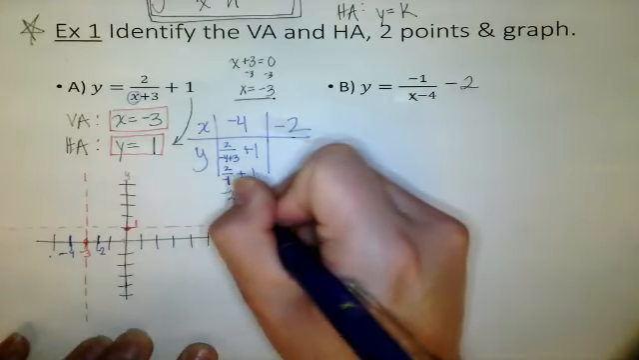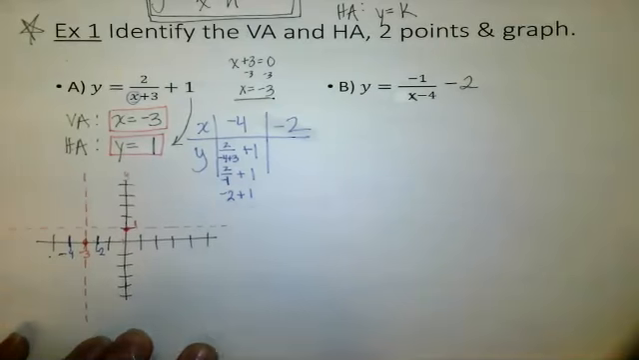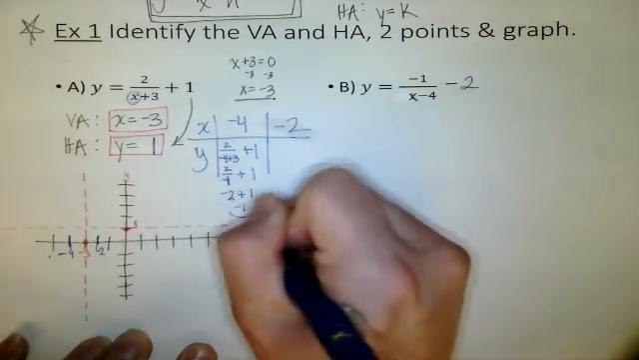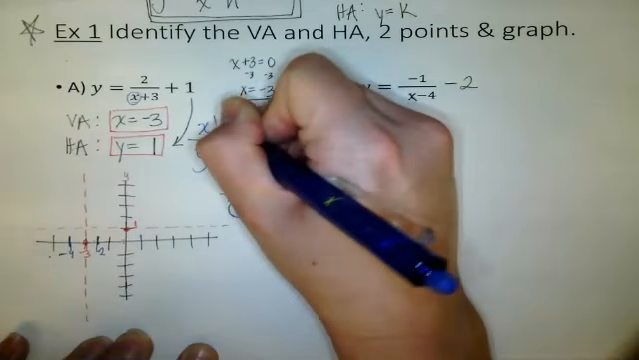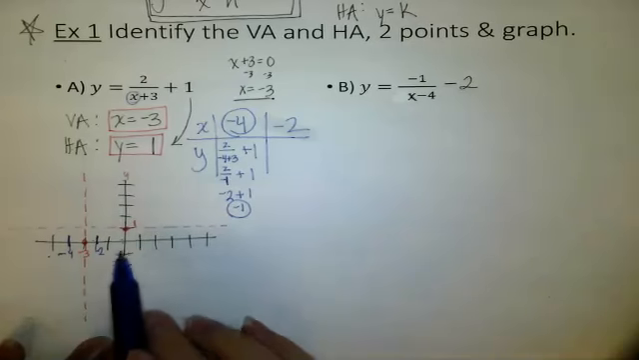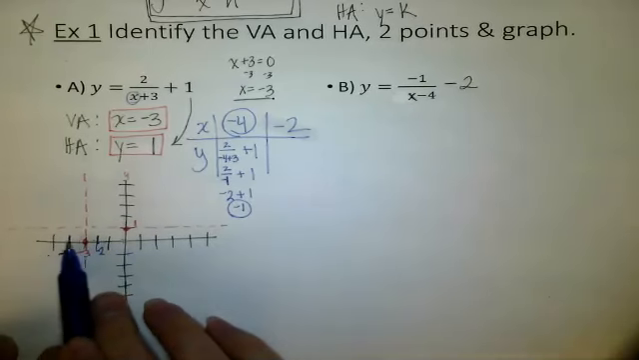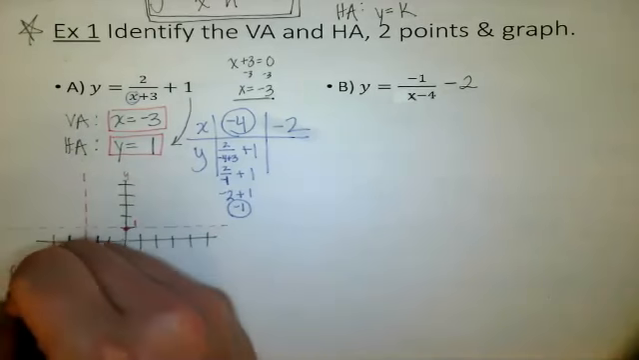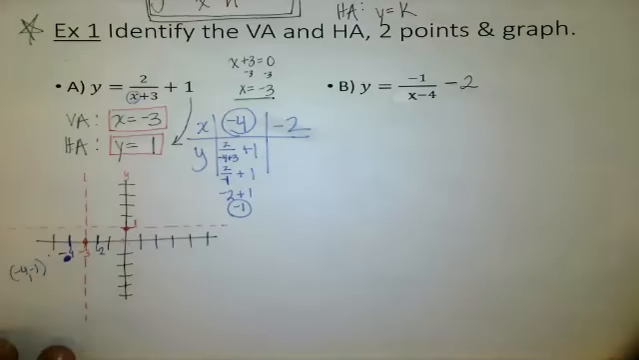-2. What's -2 plus 1? -1. So we have the ordered pair -4, -1 that we're going to plot on our graph. -4, -1 is right here. I'm going to label it -4, -1.